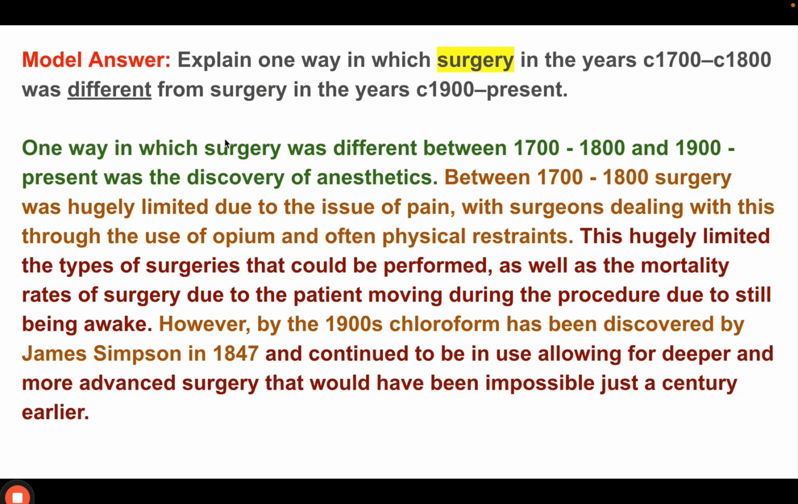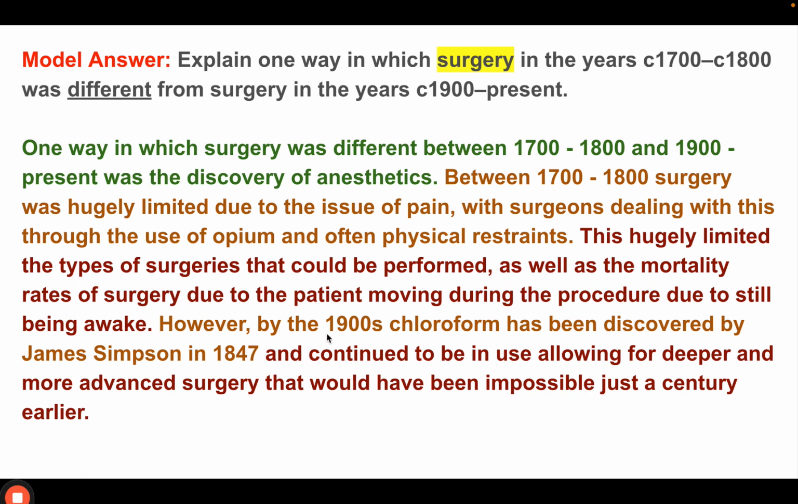Now, when I put this into a model answer, it looks as follows. One way in which surgery was different between 1700 to 1800 and 1900 to present was the discovery of anesthetics. Between 1700 to 1800, surgery was hugely limited due to the issue of pain, with surgeons dealing with this through the use of opium and often physical restraints. This hugely limited the types of surgeries that could be performed, as well as the mortality rates of surgery due to the patient moving during the procedure due to still being awake. So that's the first time period addressed there.